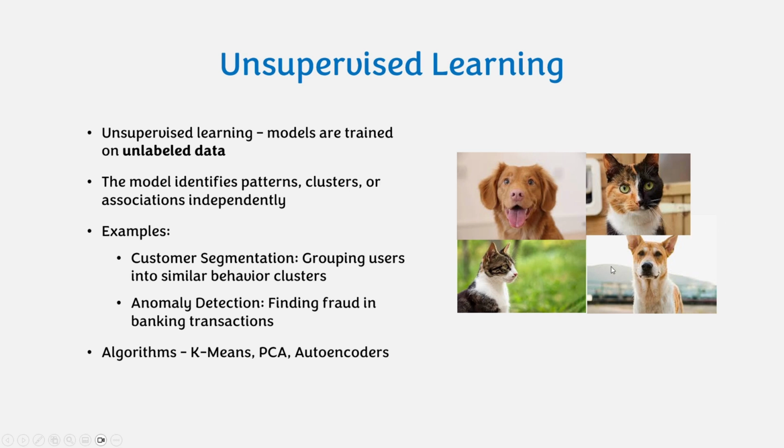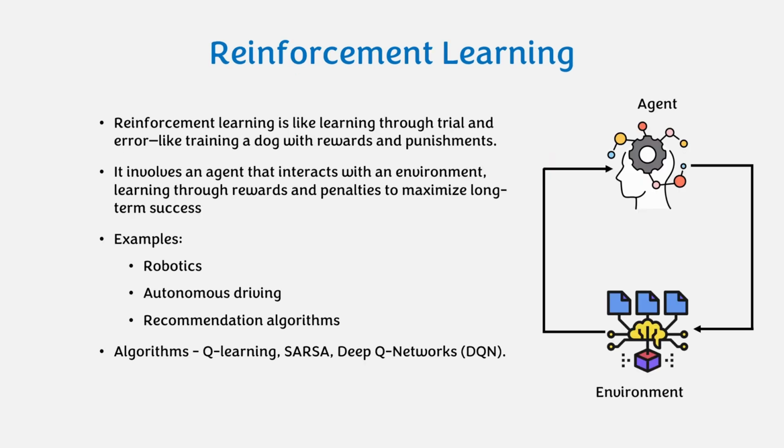So the model just tries to identify patterns, clusters, or associations independently without clear labels. We use this in customer segmentation, where we are grouping users with similar behaviors. Examples of algorithms are k-means clustering, principal component analysis, and autoencoders.